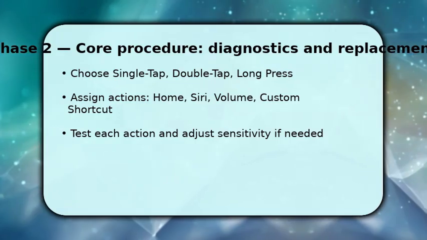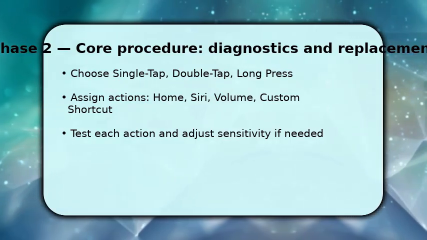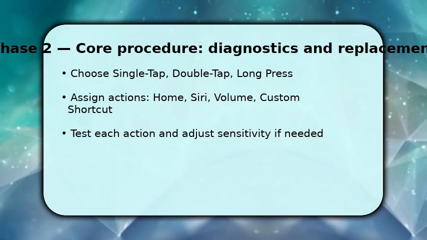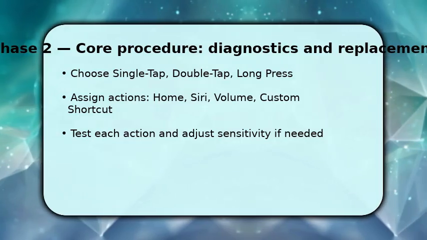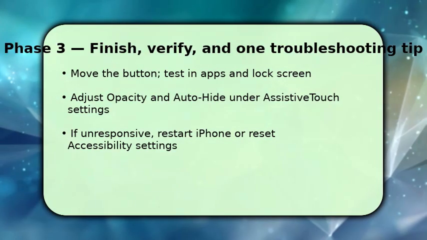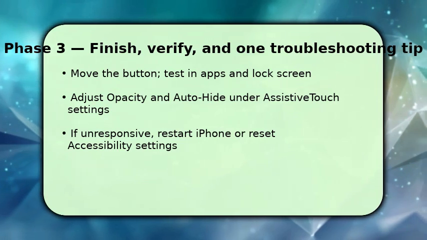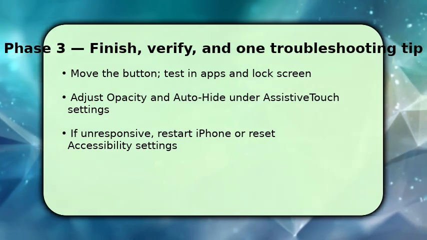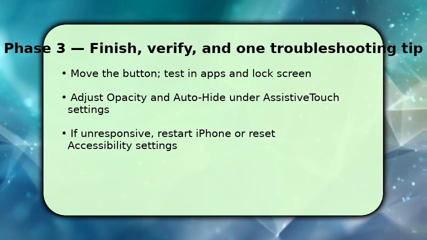After assigning, test each gesture while holding the phone naturally. If it misfires, go back and change the idle opacity or press duration to fine-tune responsiveness. Finish by placing and testing the button across apps to confirm reachability and behavior. Make sure to test in landscape and portrait.